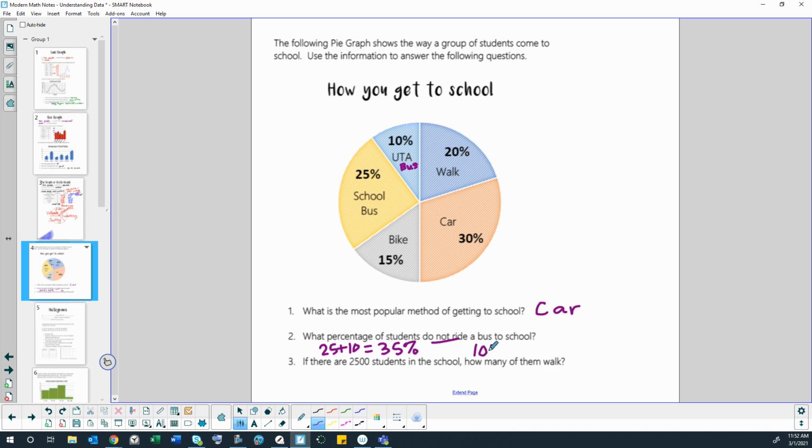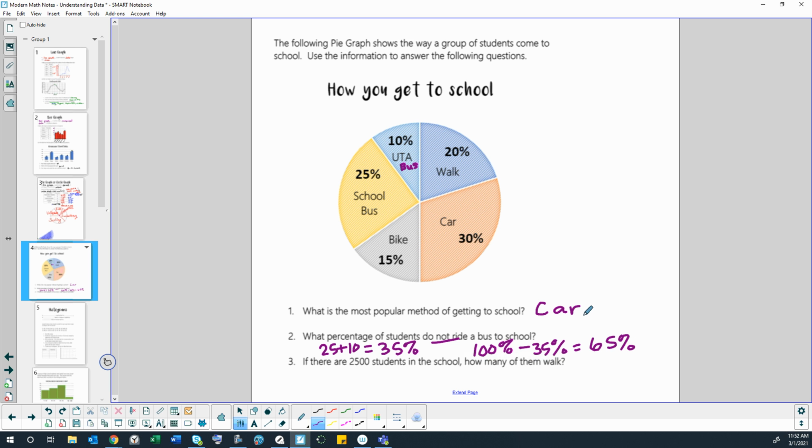And all of the percentages add up to 100%. So to find something that is not something else, we would subtract. So we're going to go 100% subtract 35%, and we get 65% of students that do not ride a bus to school. Okay, last question.